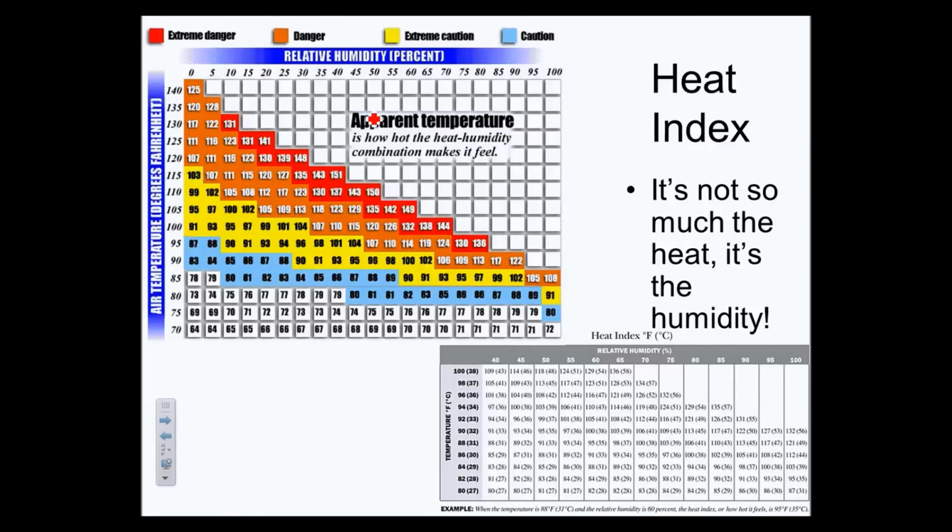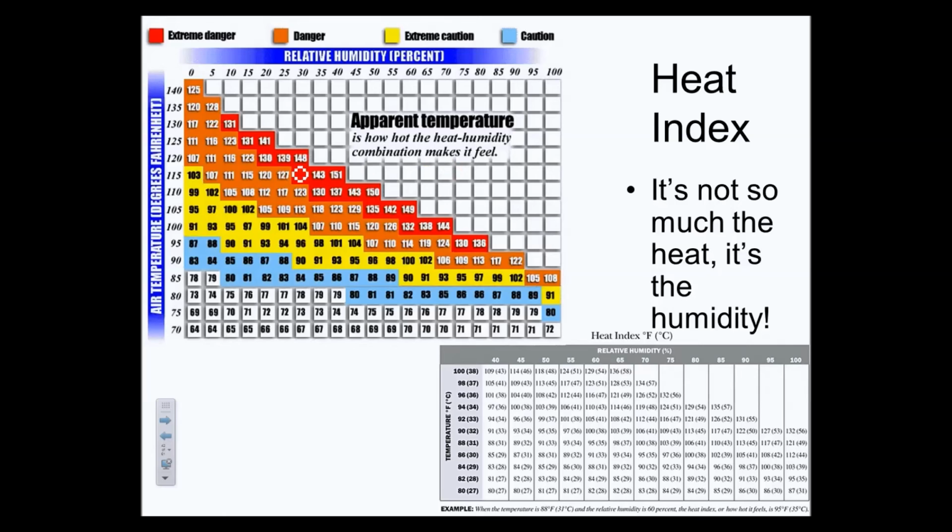Okay, the last thing I want to talk to you about is the heat index. And it's an important topic. And you might have heard this saying, it's not so much the heat, it's the humidity. Okay, so we'll talk about what that means. So basically, it's how hot the heat-humidity combination makes it feel.